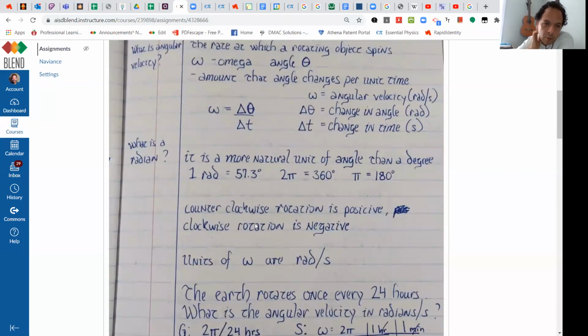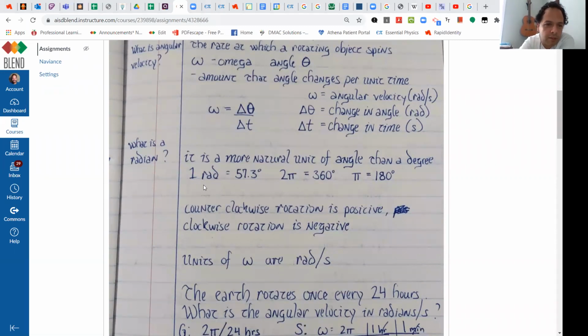So what is a radian? So we know about angles, right? We got 0-degree angles, we got 90-degree angles, we got 180 degrees, and then a full circle is 360 degrees. Well, radians are a more natural unit of angle than a degree. And 1 radian equals 57.3 degrees. So there is a ratio.